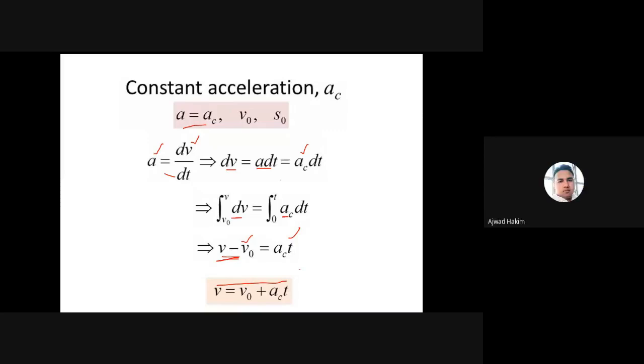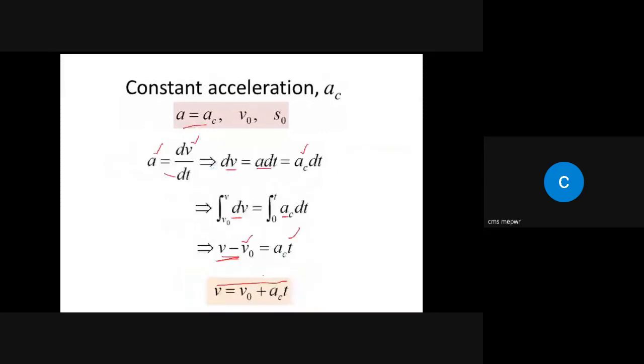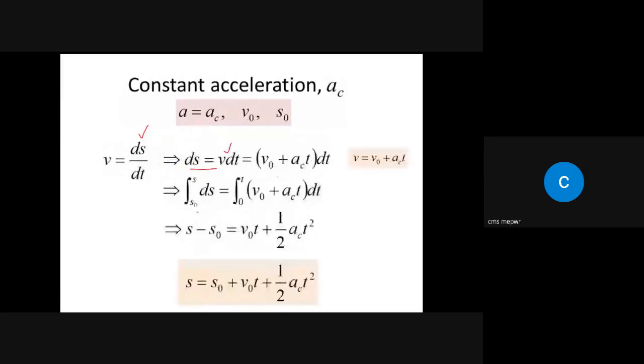Now let's use the other equation, which is velocity equal to the rate of change of displacement. In this case, ds is equal to v dt, and we put in the equation that we just proved, v is equal to v naught plus at. Let's put the v value over here. So the integral will be from s naught, and the velocity will be v naught plus constant acceleration times t. Let's find the integral.